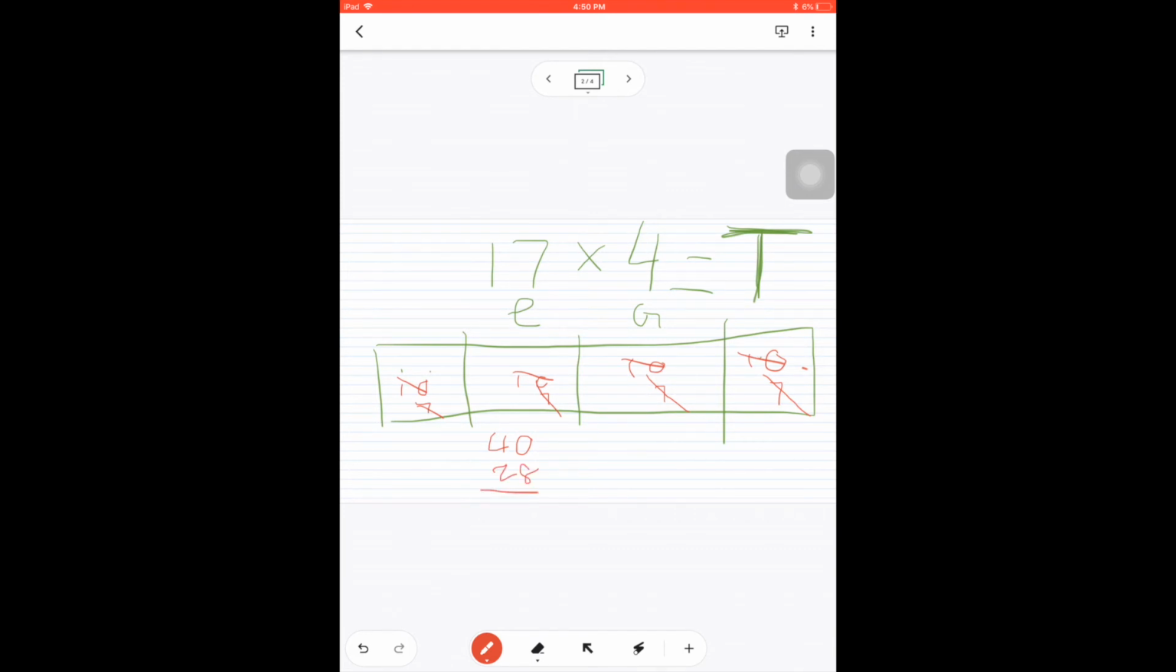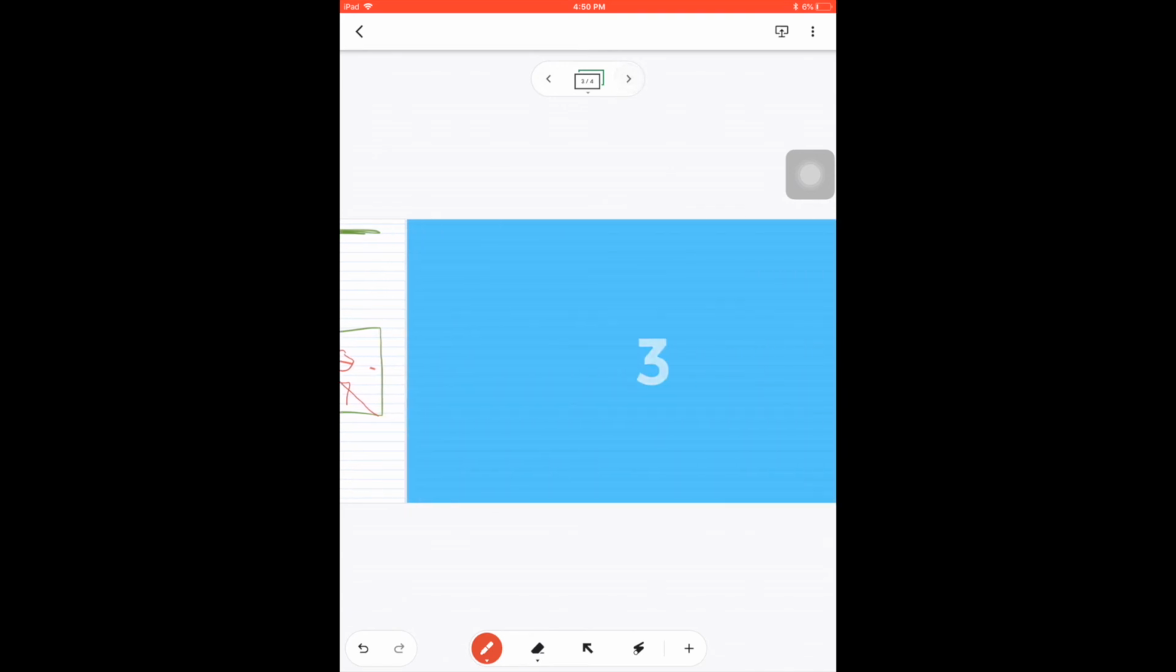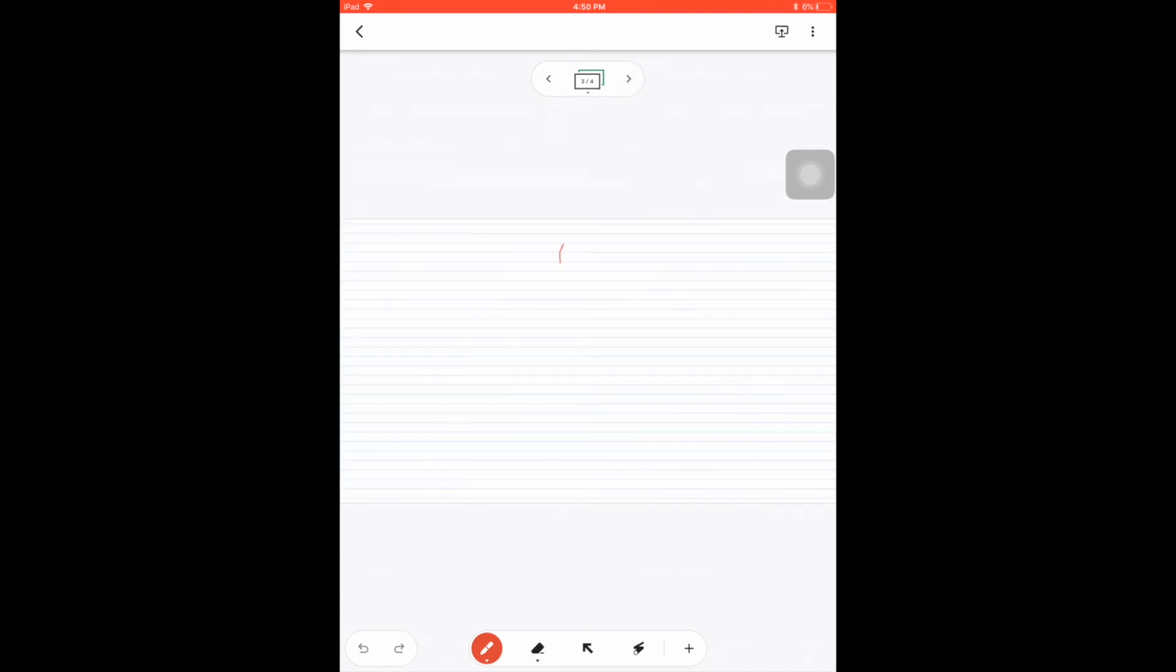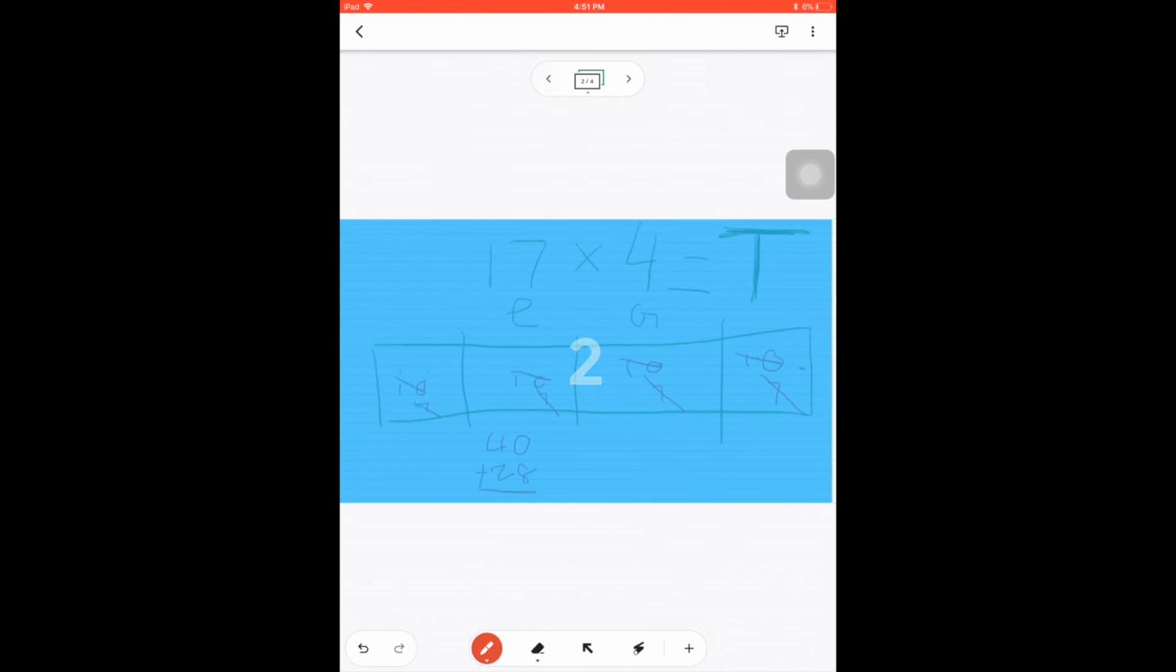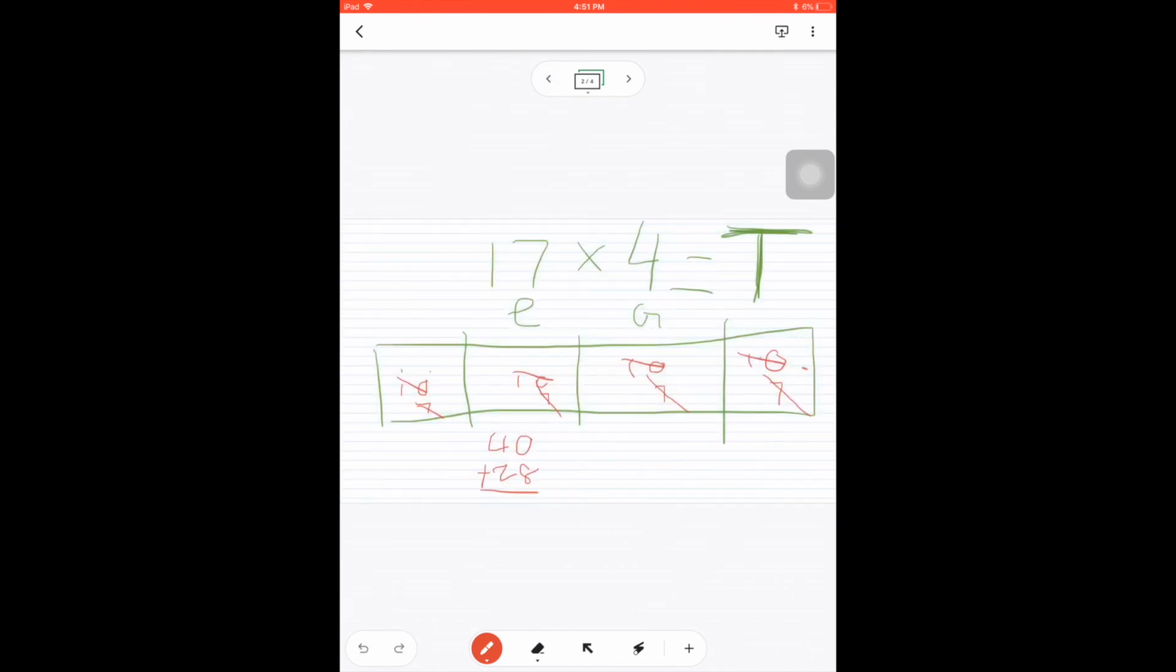So now I've got these 2 things, and now since multiplication, remember, is all about addition, you're always adding things. 40 plus 28, I'm going to move to this next slide so we've got more room. 40 plus 28. 0 plus 8 will be 8. 4 plus 2 is 6, so 68. Now, is that the only way I can figure out my total? No, I can try other ways.